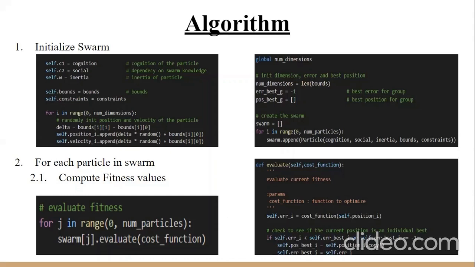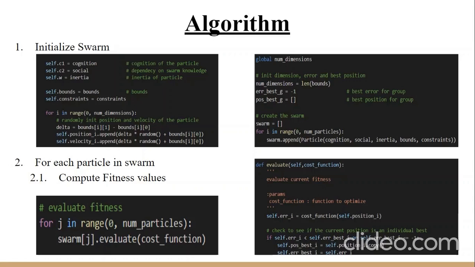So how is the swarm created? For the swarm, we need particles, and for the particles we define a particle class, and for each particle we have various other features. Each particle has its cognition, which is its own intelligence, how much it is affected by its own knowledge and facts. Then it has the social, which is its dependency on the knowledge of the swarm, and it also has its own inertia, which is self-explanatory: the tendency to move in a particular direction. Each particle also has a bound, so it can't go beyond those bounds, and it has its own constraints which it has to satisfy.